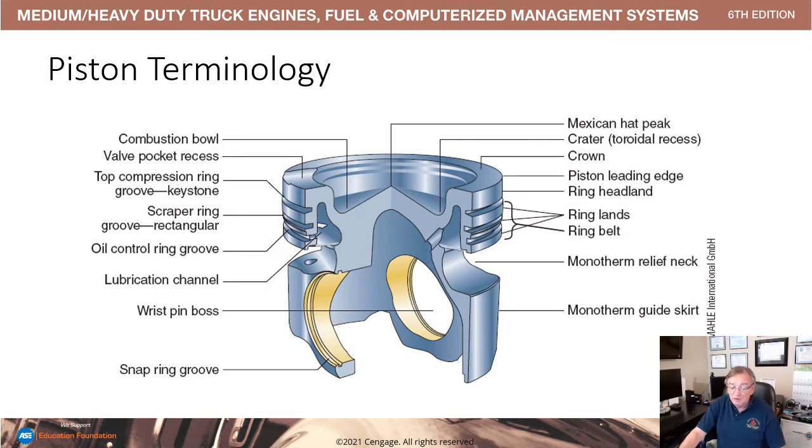On this side, we're showing the Mexican hat. It's a type of style. We have the crater, the recess that allows the combustion to occur more effectively based on the injection. The crown, which is the very top of the piston leading edge. The ring headland, the ringlands and the ring belt, a monotherm relief neck, and monotherm guide skirt. There is more mass of material on the piston ring boss side than there is on the piston guide skirt side.